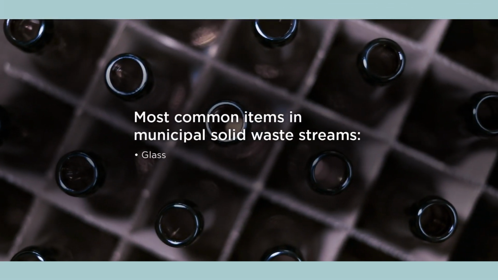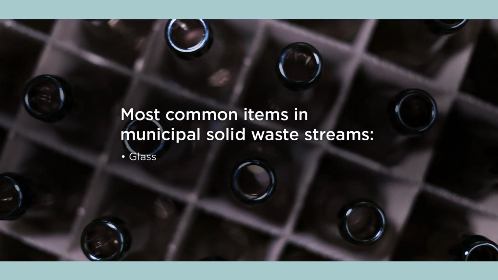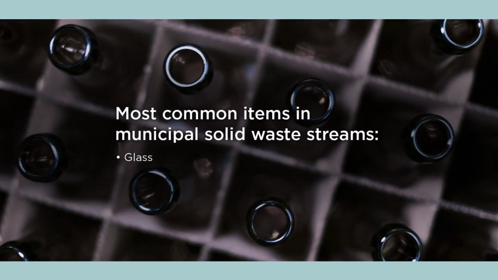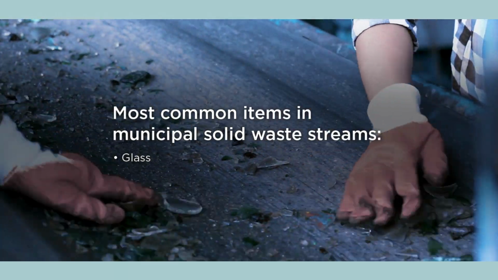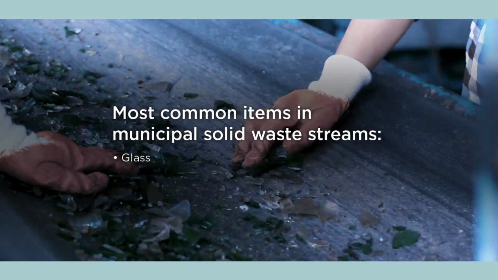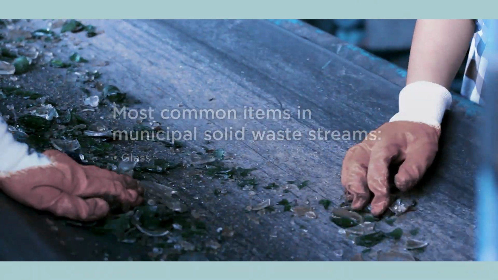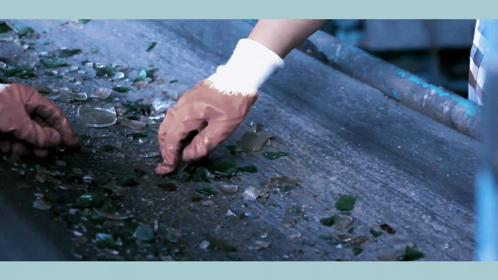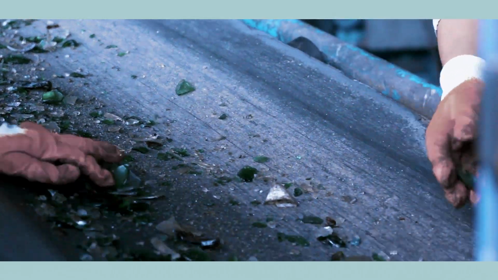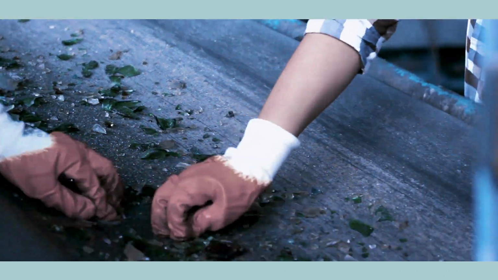Glass is another material that maintains its quality and value during remanufacturing. Glass bottles and jars can be collected for recycling through regular waste collection or through deposit refund programs, where residents pay a deposit when purchasing the glass bottle or jar and receive a refund. Then that bottle or jar is returned to a drop-off location.